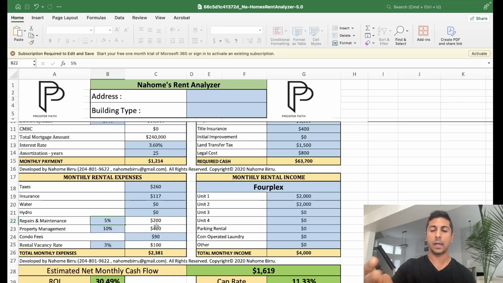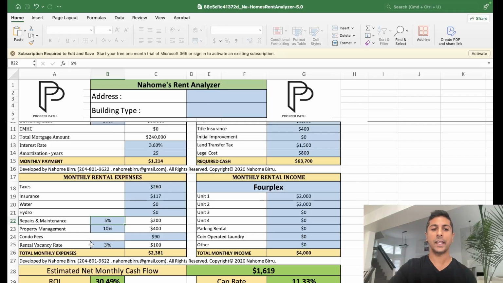So again, what's 10% of $4,000 of gross income? Like I told you guys, it's 10%, which is $400 a month. So every single month, I'm going to take $400 and pay my property manager to manage this property. On this particular deal, we have strata fees or condo fees. That's $90, and we're going to put that into a side account.